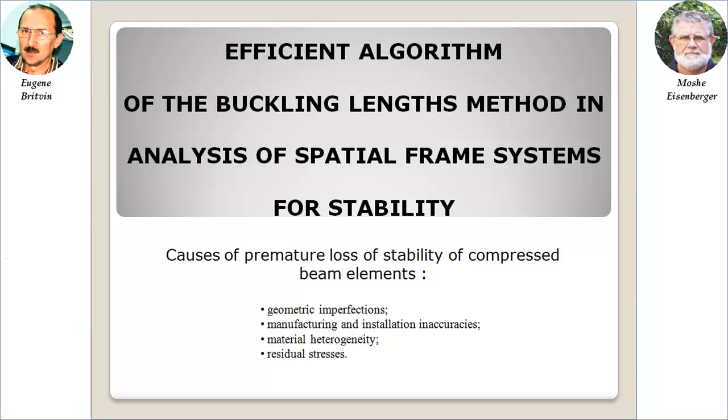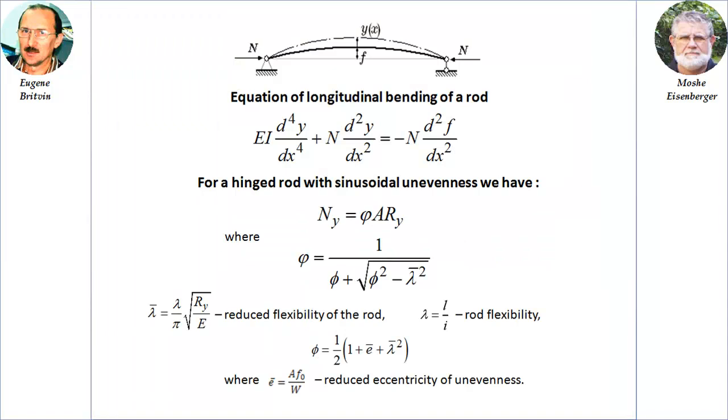And if the stress in one of the fibers reaches the yield point, lateral buckling begins, which can quickly progress to a loss of stability in the elastic-plastic state. The solution to this problem is based on the solution to the problem of longitudinal bending of a hinged rod with an initial deflection.